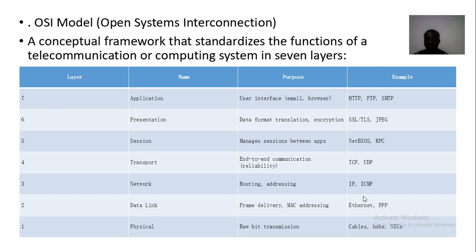Then the presentation layer, that's the data format, the translation, and the encryption. Examples are SSL and TLS, and we have JPEG, the picture format at which our pictures are being saved, and MP3, MP4, and the rest. In the application layer, that's the user interface, email, the browsers. That's why when you want to search a page or any site, you type HTTP before it. I'm going to give the meaning of that in another video, along with FTP and SMTP.